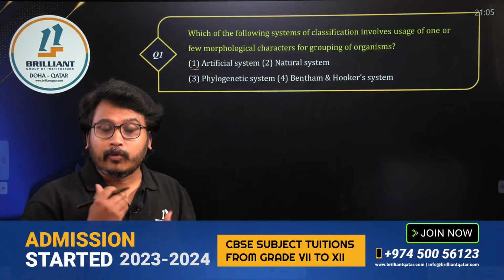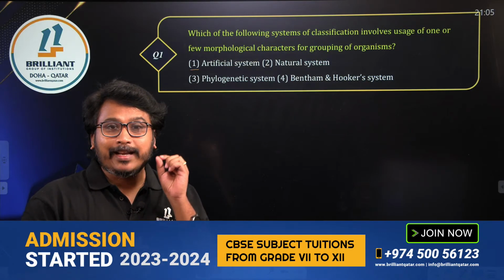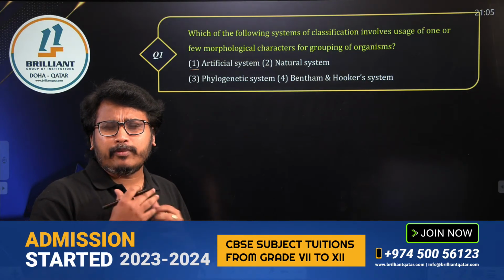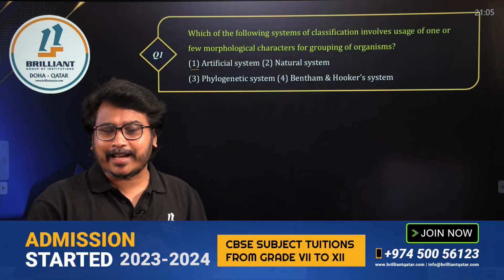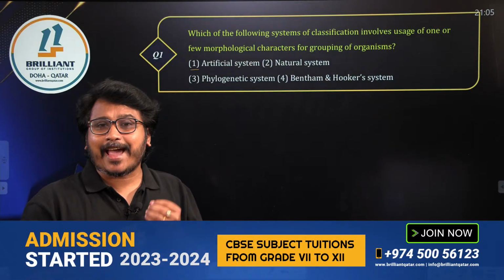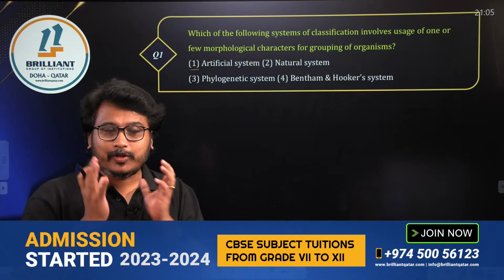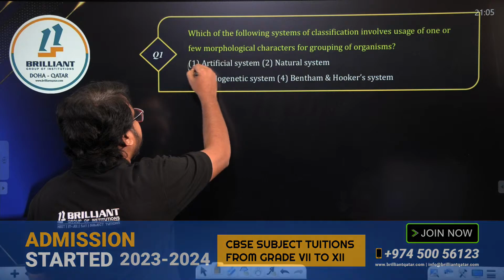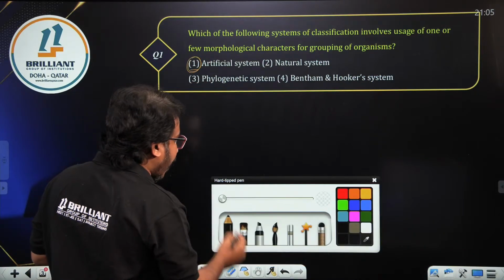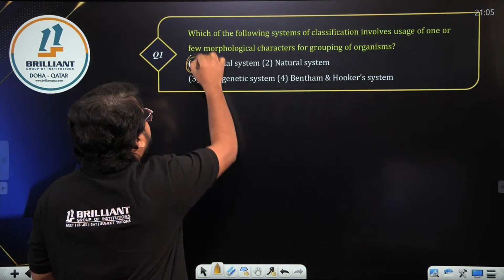Because of that, they are more stable, but it contains very less information. And they won't be actually showing some evolutionary relationship between the organism, or they are not considering evolutionary features. So this type of classification is called artificial system of classification. So answer to this question is 1.